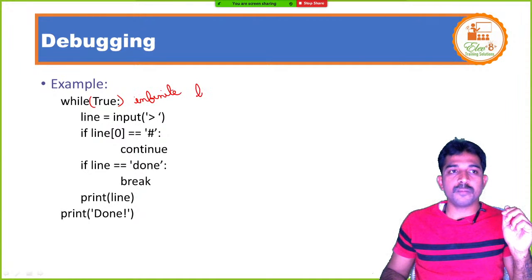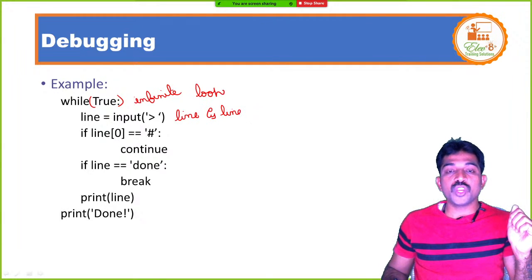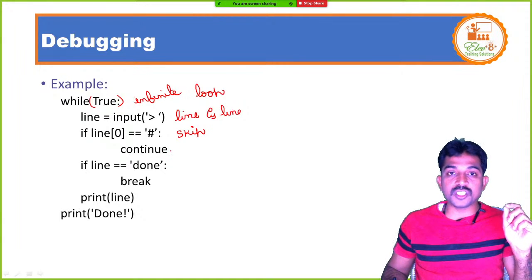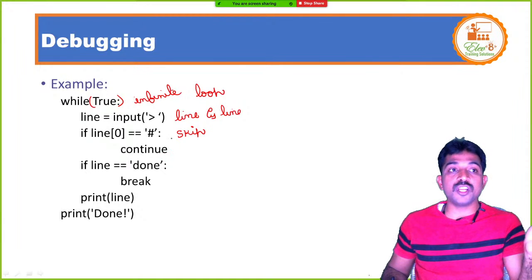Infinite loop means this loop is repeating, right? The next thing is, we are going to read line by line. If you get a hash, you simply skip the statement. What is the meaning of skip? I explained the continue. Continue is a statement used to skip the statement when you get a hash, right?